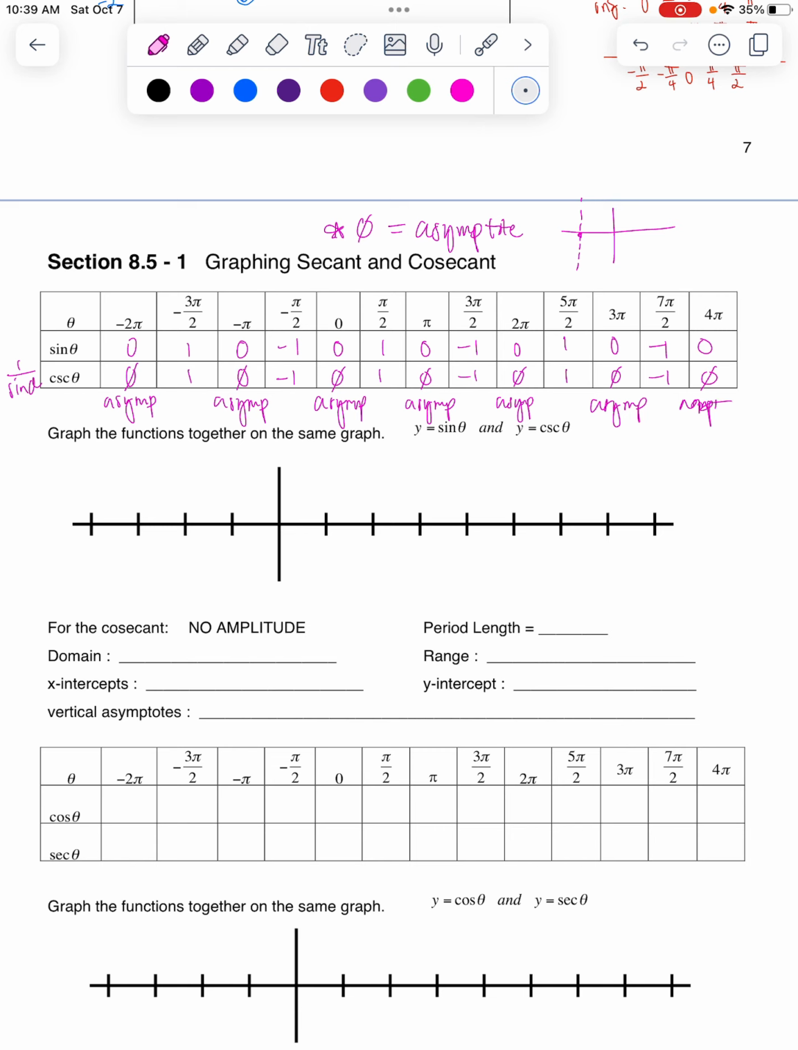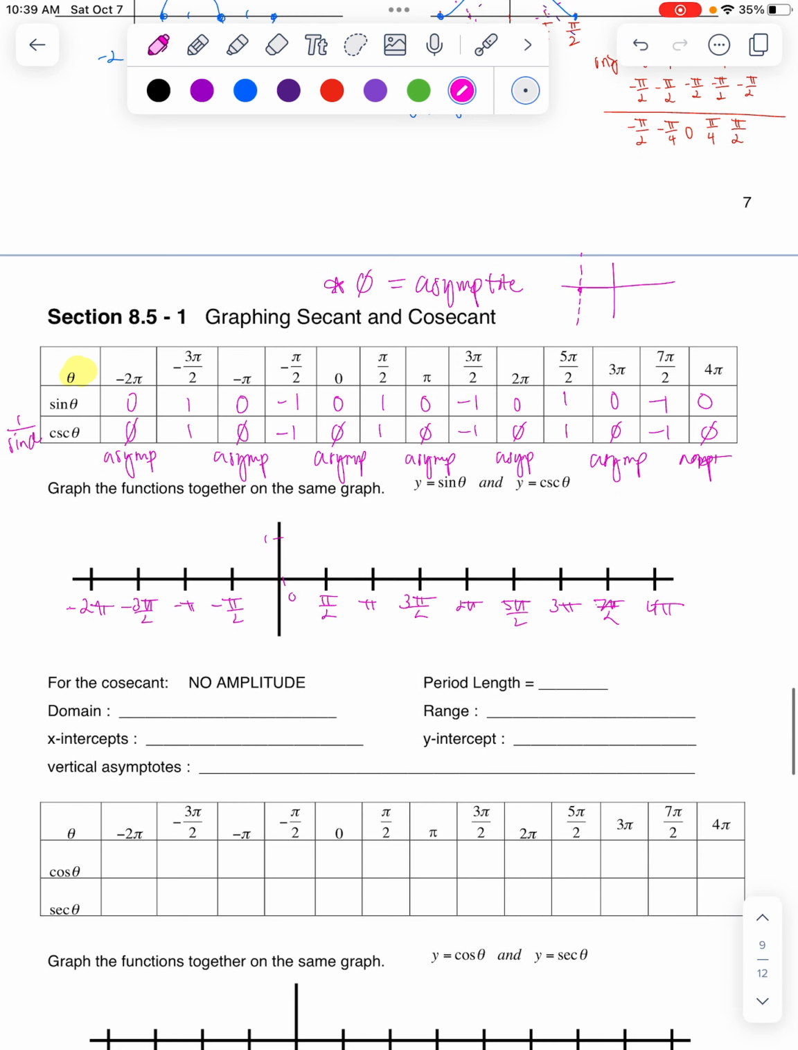Oh my goodness, I spelled that wrong. Whatever. Okay, so we can start and plot our points. We're going to plot our thetas on our x-axis, so go ahead and start with that. We have negative 2 pi, negative 3 pi over 2, negative pi. Go ahead and fill this out. Okay, for my y-axis, I'm just going to put 1 and negative 1.